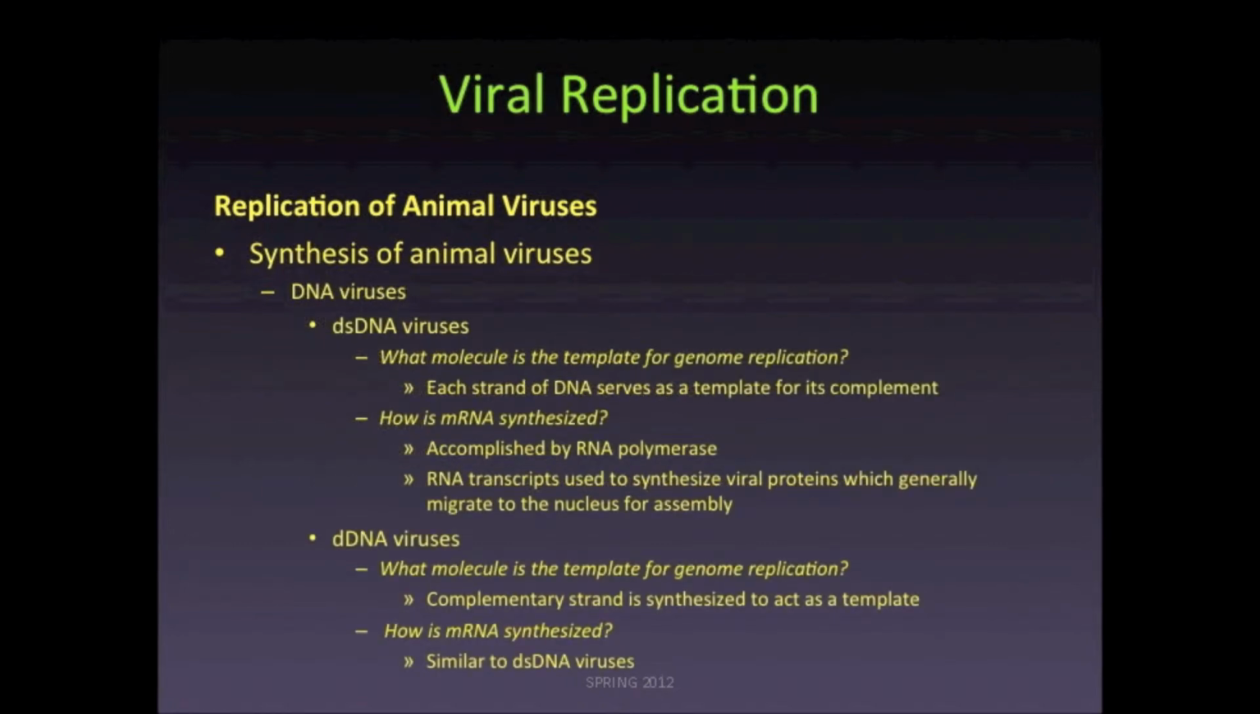The nucleic acid of double-stranded DNA animal viruses is typically replicated within the nucleus of the host cell. The host cell's DNA polymerases are often used to help synthesize the new viral DNA. The process by which the nucleic acid is replicated is similar to what takes place during replication of the host cell's DNA. Each strand of the original nucleic acid serves as a template to synthesize the complementary strand.